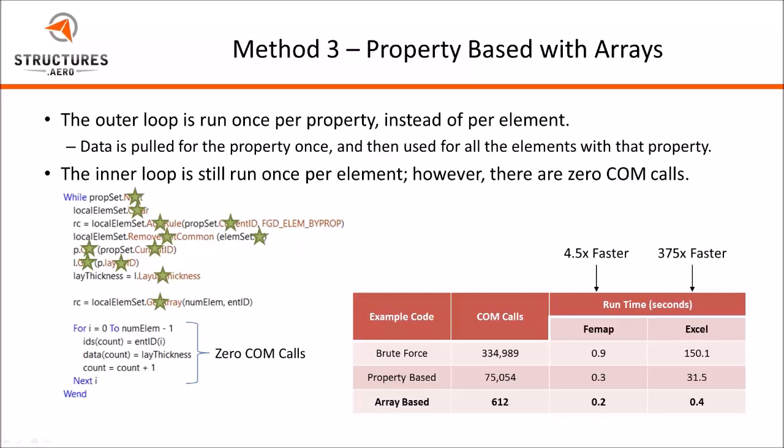So the benefit here is we can now run a huge model, be it 1, 2 million elements through this code, and it's still going to be done inside of a few seconds. Very different from the original code, which would take 5 or 10 minutes on a large model to do this fairly simple task.